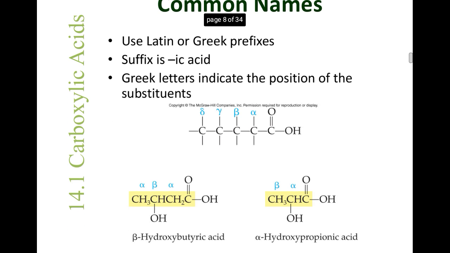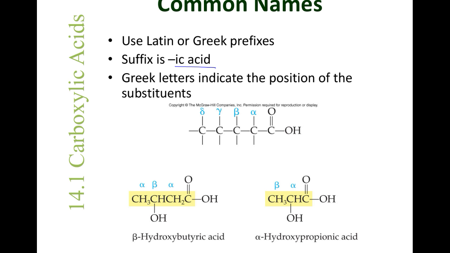So here we go, common names. You have to know a few common names. They use Latin or Greek prefixes, and the suffix instead of oic acid is ic acid. If you remember, the IUPAC nomenclature used oic acid, but for common names we simply use ic acid. Greek letters indicate the position of the substituent. In IUPAC nomenclature we use 1, 2, 3, and so on, but when we're dealing with common names, we use Greek letters to indicate those positions. And we've seen that before when we looked at the common names of aldehydes.